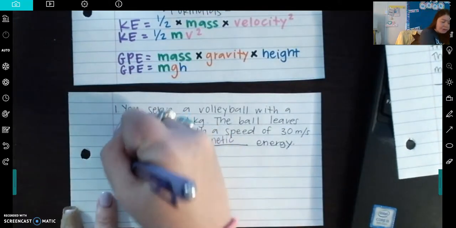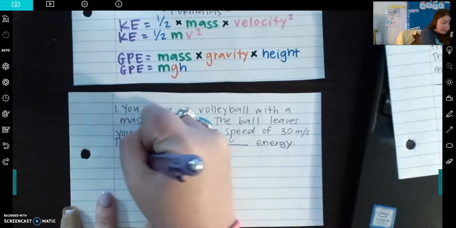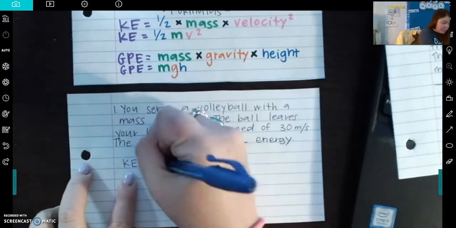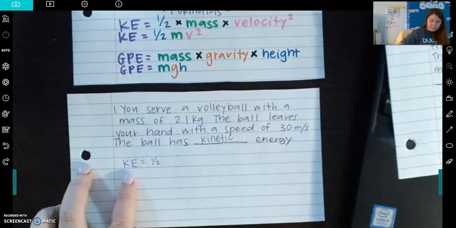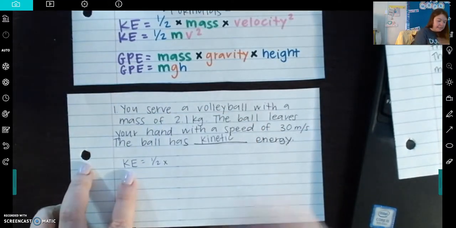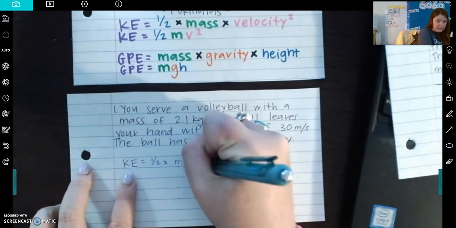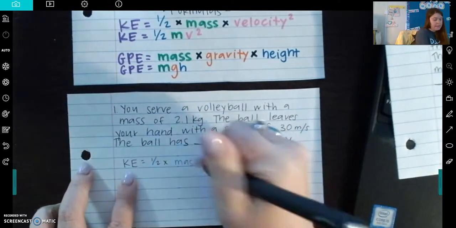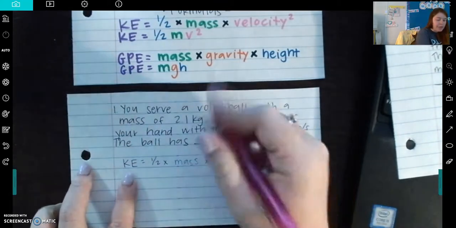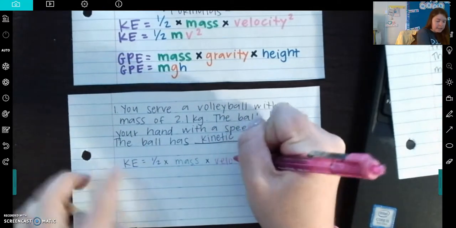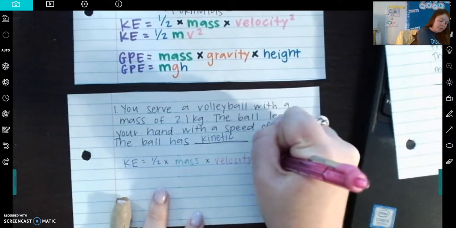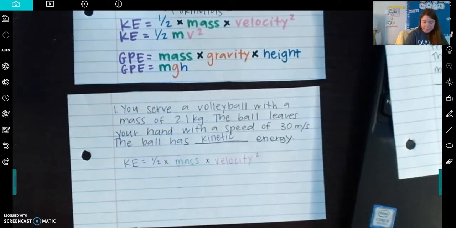So first, every time I do a word problem, I want to write out the formula first. So I've got KE equals 1/2 times mass times velocity squared. And notice that I'm trying to write this in different colors, but that's really just to assist you in seeing the similarity between the formula that I've given you. You can do it in different colors if you'd like to, but that's not a requirement.